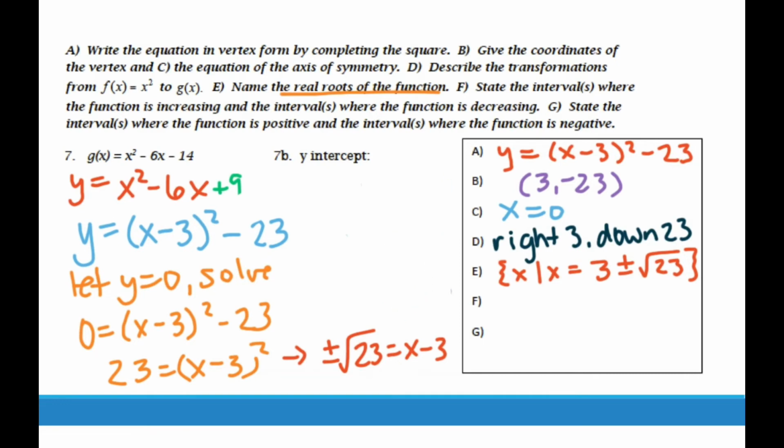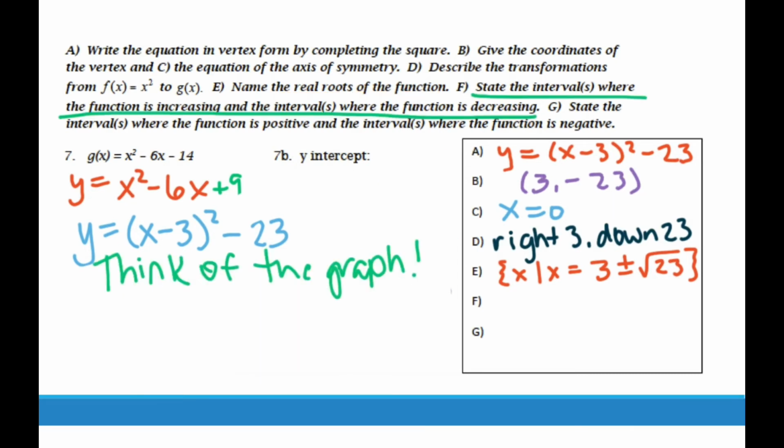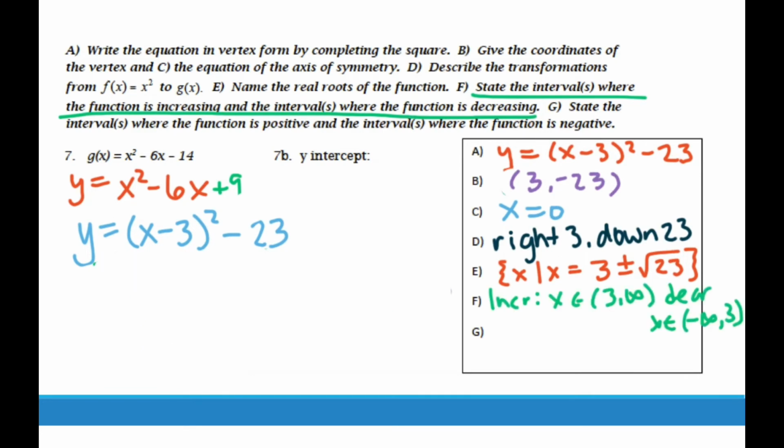Okay, F, the interval where the function is increasing or decreasing. I should have left that picture up. So if you've got this picture, where is it increasing? It's going to start here and it's going to start increasing there. So that's the interval. Well, where does this start? That's starting at the vertex at 3. So my increasing picture is going to be the 3 to infinity.